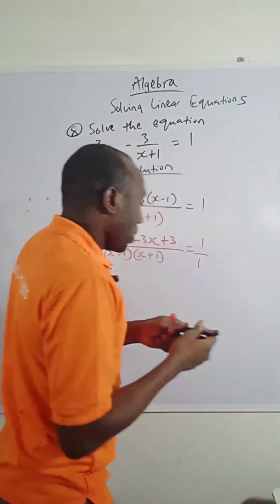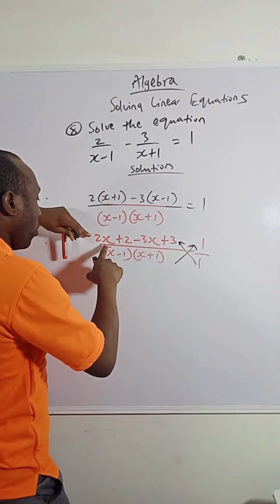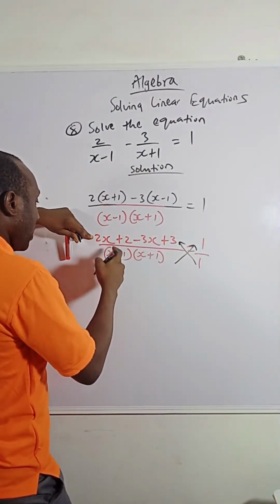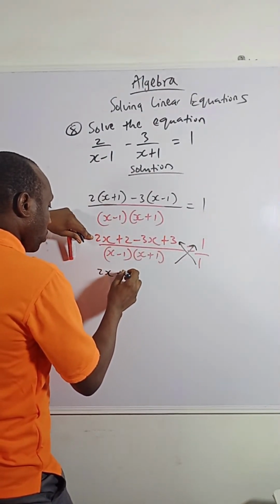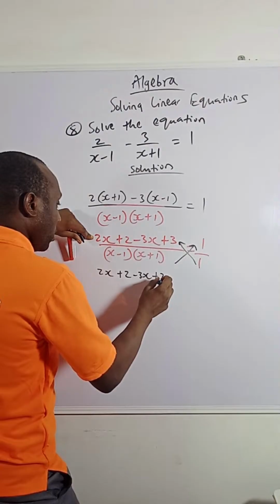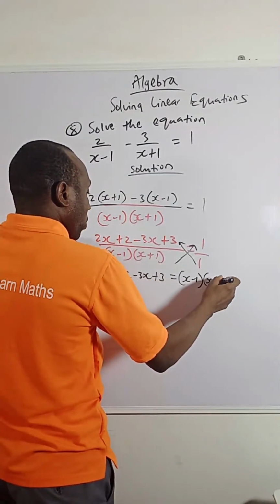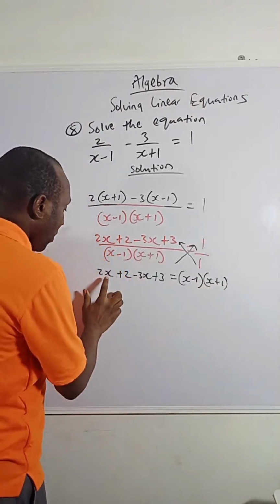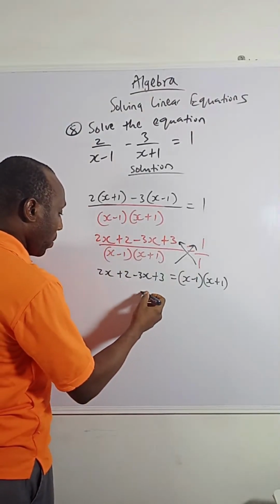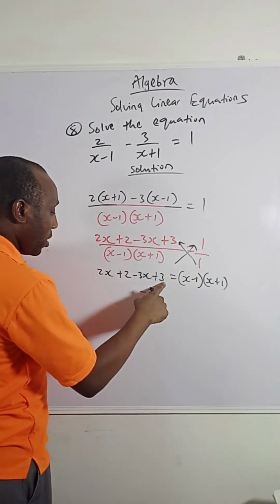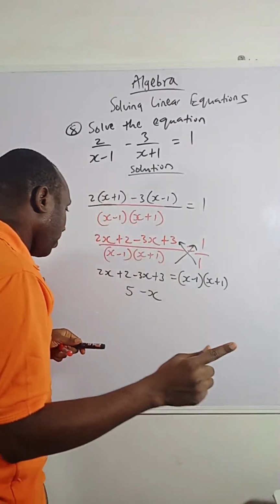We cross multiply. So it's going to be 2x plus 2 minus 3x plus 3 is equal to x minus 1 and then x plus 1. Let's rearrange this. 2x minus 3x is minus x, and 2 plus 3 is 5. So I have 5 minus x.